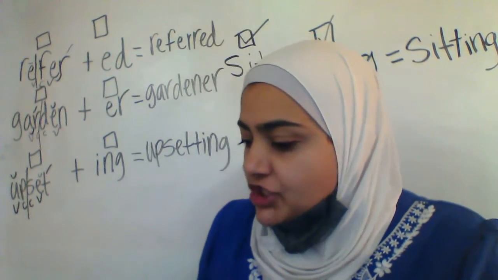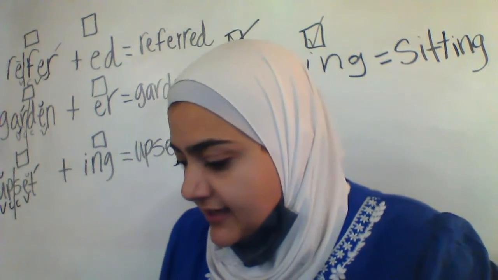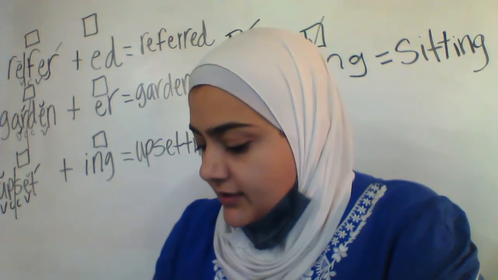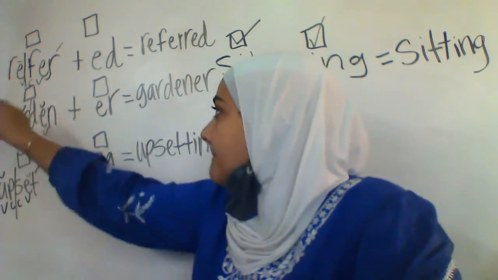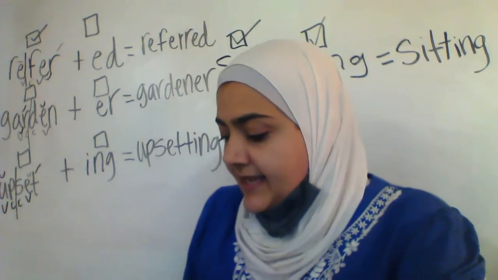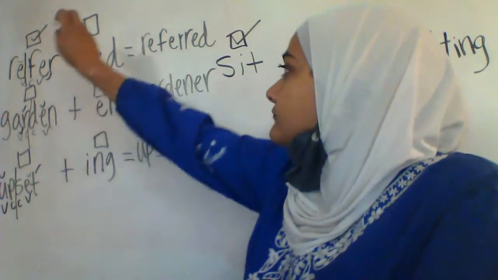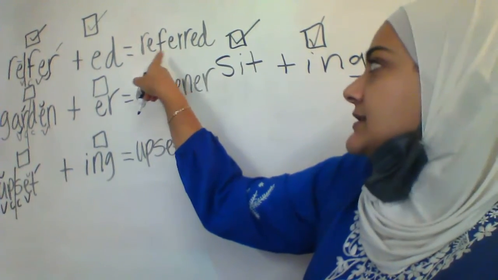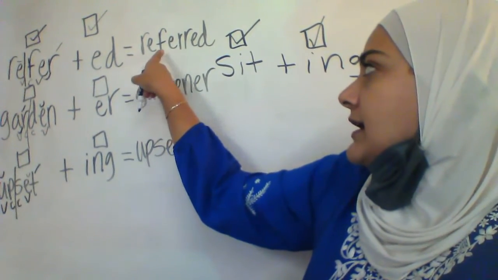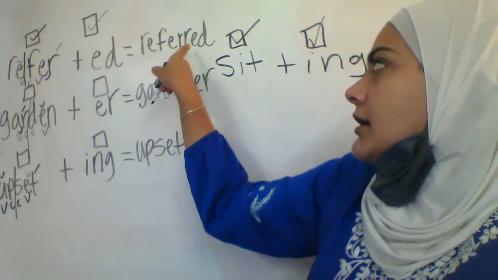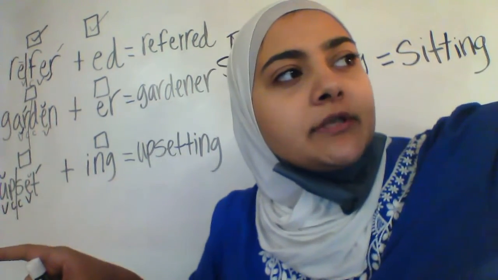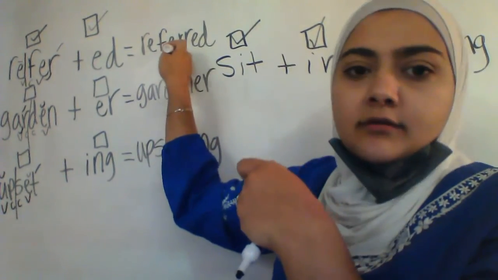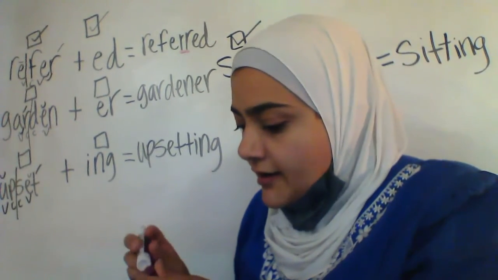Excellent job. Now let's try the check mark system and see if it works again. So, refer. Does refer get a check mark? Yes. Does Ed get a check mark? So I have to double the R's. Let's spell it together. R-E-F-E-R-R-E-D. So I doubled the R. All right, let's look at the next one.